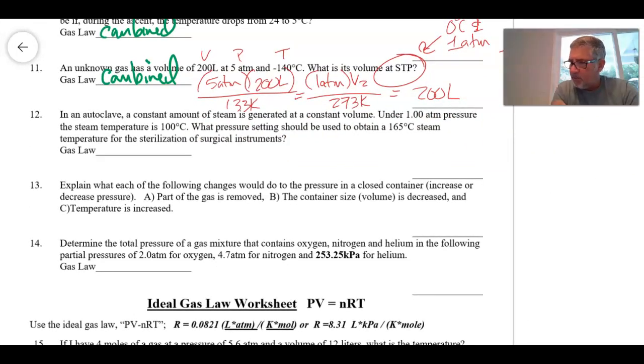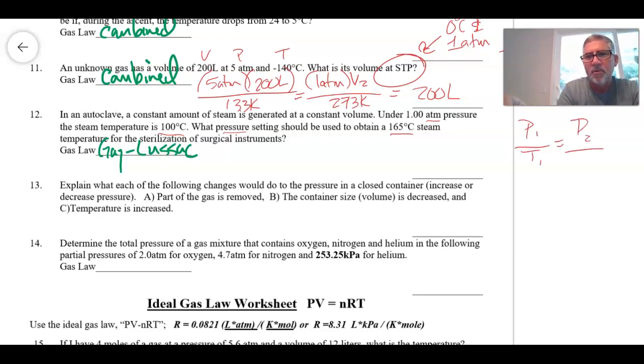12, someone asked me to solve 12. I have a P here, I have a T there, I have a T there, and it wants a P. So P and T, so that's Gay-Lussac's, because I only have P's and T's. So my formula is P1 over T1 is equal to P2 over T2.